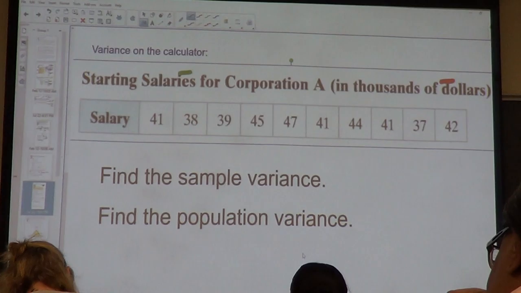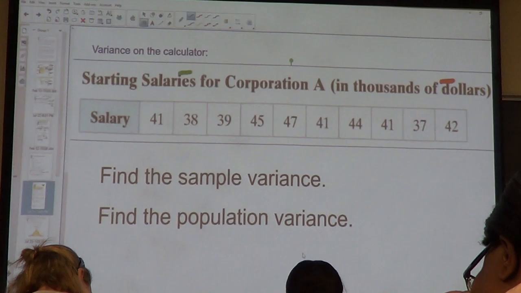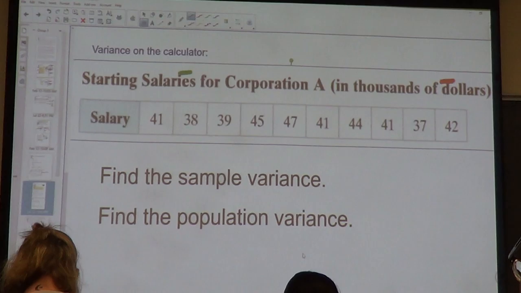So I want to know what is the variance? Sample variance means it's the standard deviation of the sample squared. Population variance is the population standard deviation squared.